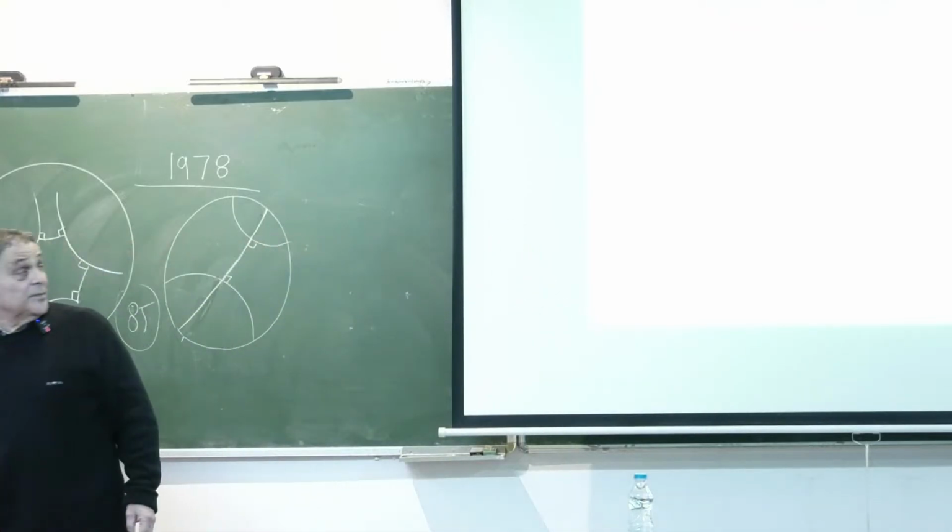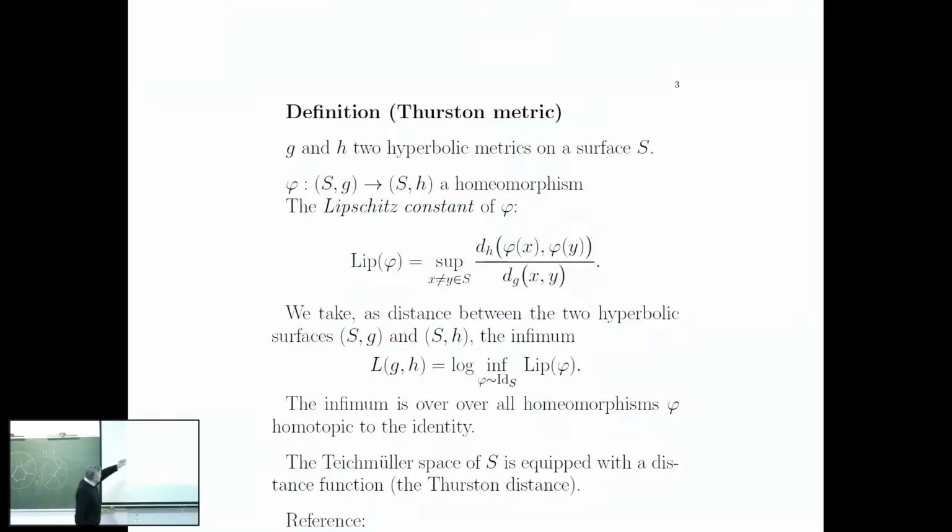So this is the Lipschitz. You have a homeomorphism. You have a Lipschitz constant of this homeomorphism. And you want to study existence and uniqueness and then the geometry of the maps between the two objects which minimize this Lipschitz constant.